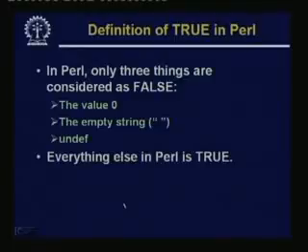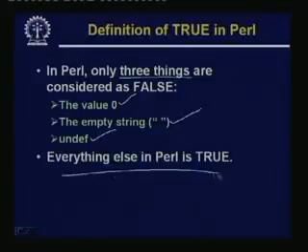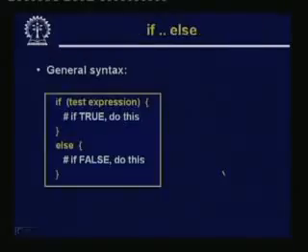In Perl, there are 3 things which are considered as false: the value 0, the empty string, and an undefined variable, the undef value. Everything else in Perl is considered to be true. Fine. And let us start with the syntax of the if else statement. The general syntax is if, within brackets some test expression, within braces the if block, else within braces the else block. So, this is identical to the syntax of C.